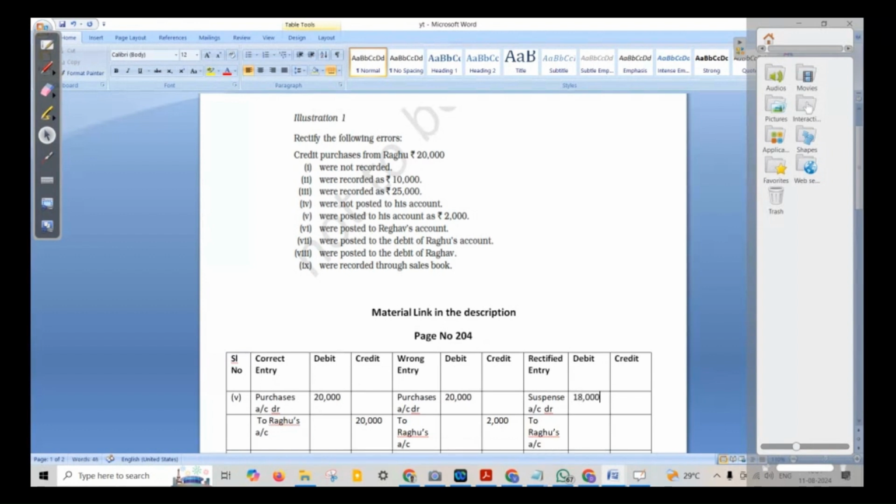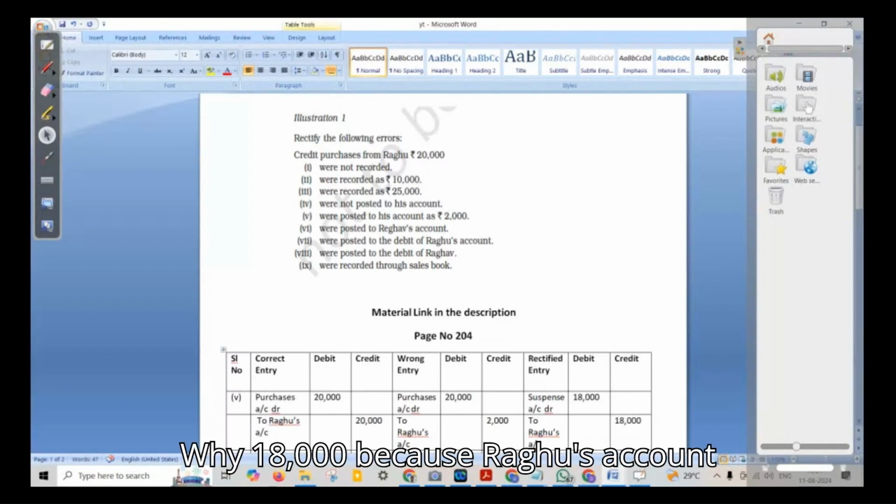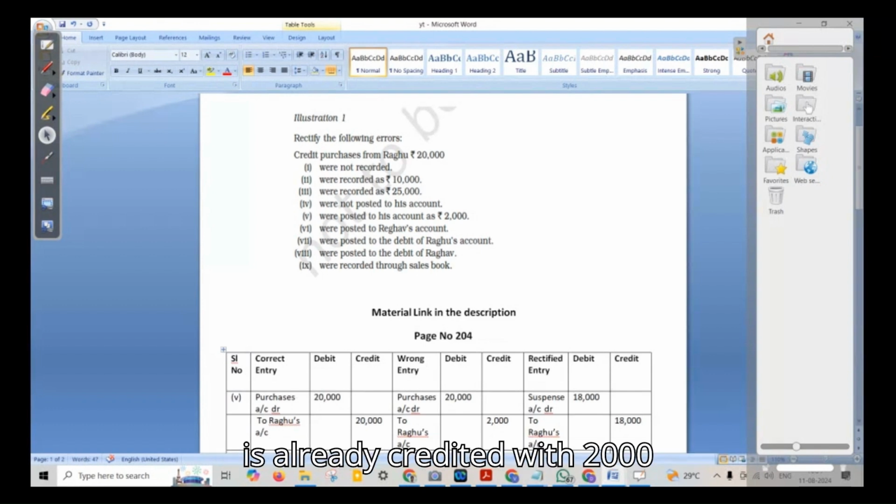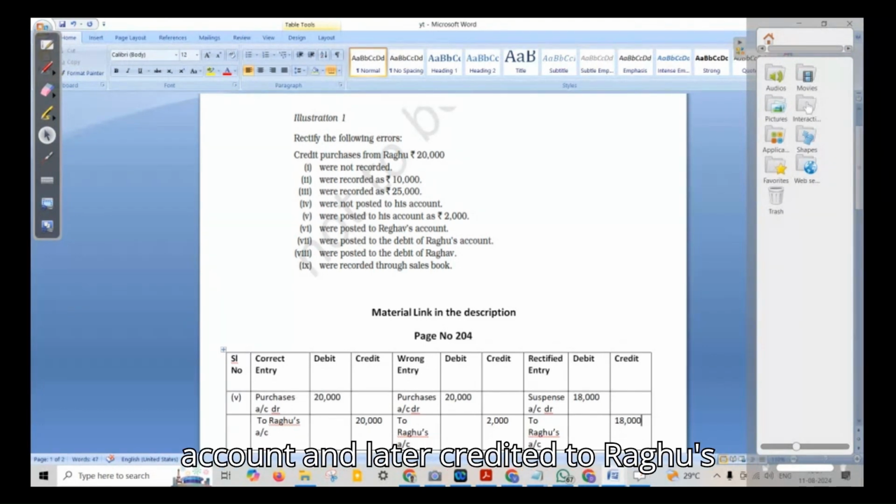So we need to move to suspense account, that is 18,000, and to Raghu's account 18,000. Why 18,000? Because Raghu's account is already credited with 2,000. The balance, 20,000 minus 2,000, that is 18,000, is debited to suspense account and later credited to Raghu's account.